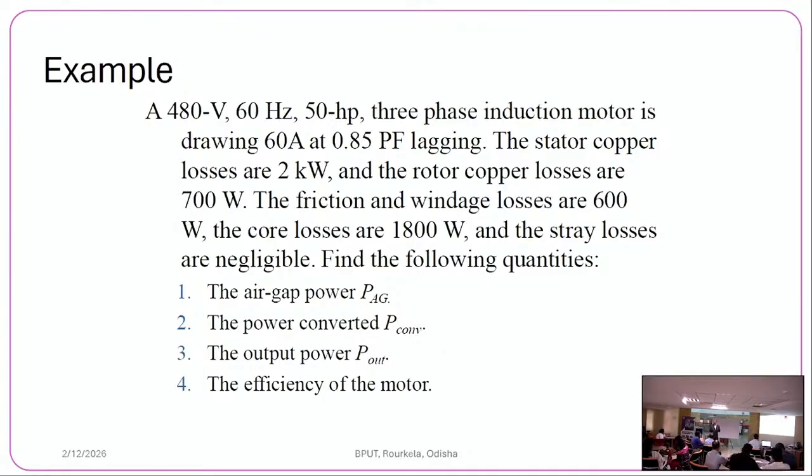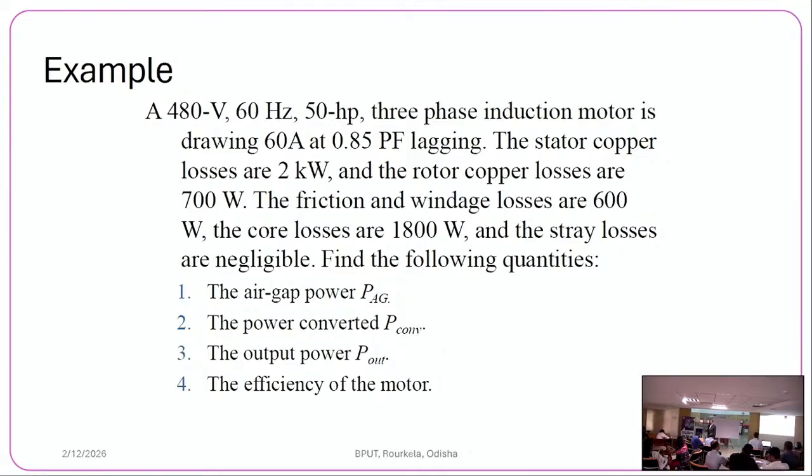Next thing is you have to get the input power. Input power is root 3 times line voltage, line current, and power factor. Whenever nothing is mentioned, whether line voltage or phase voltage, star or delta connection, remember whatever voltage is given is line voltage, and the current is line current. So line voltage is 480 volt, line current is 60 ampere, and power factor is 0.85, into root 3. The product gives the input power.